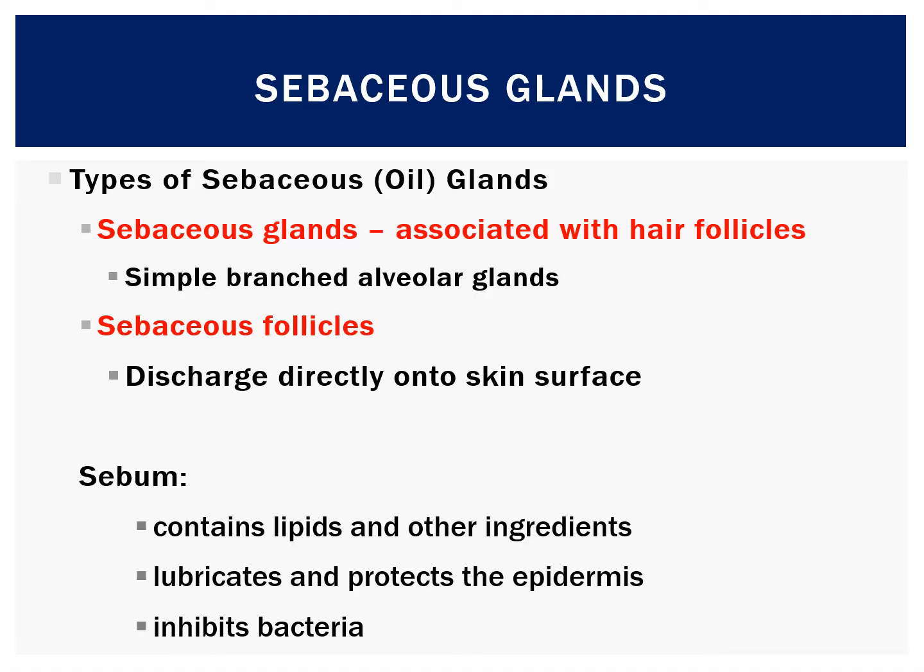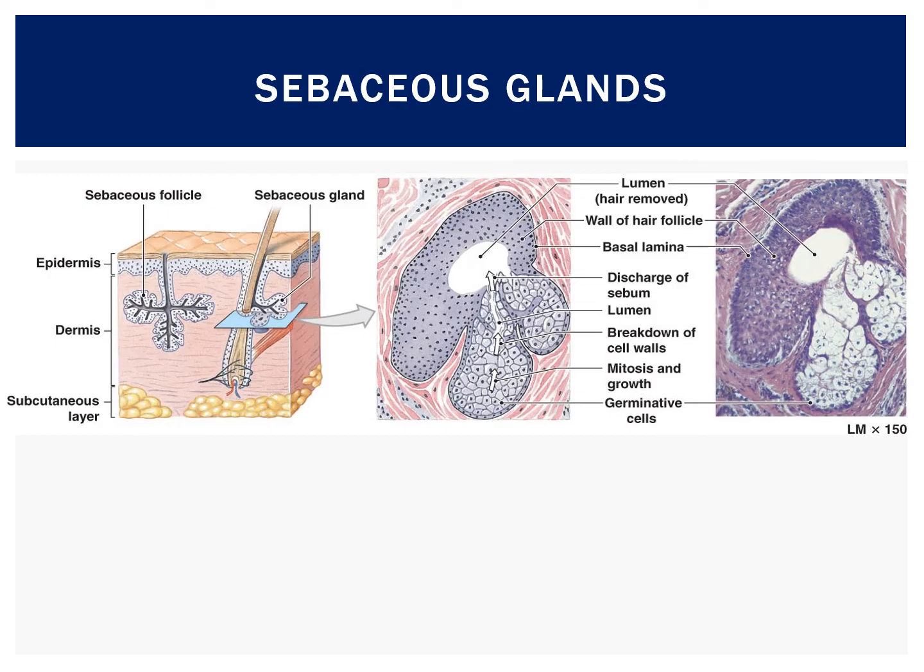The sebum produced by sebaceous glands contains mainly lipids. The sebum lubricates and protects the epidermis. Also, the sebum may inhibit bacterial growth on the epidermis. Here are the images of sebaceous follicles and sebaceous glands. Remember, sebaceous follicle does not attach to the hair follicles. It secretes directly through the skin surface.